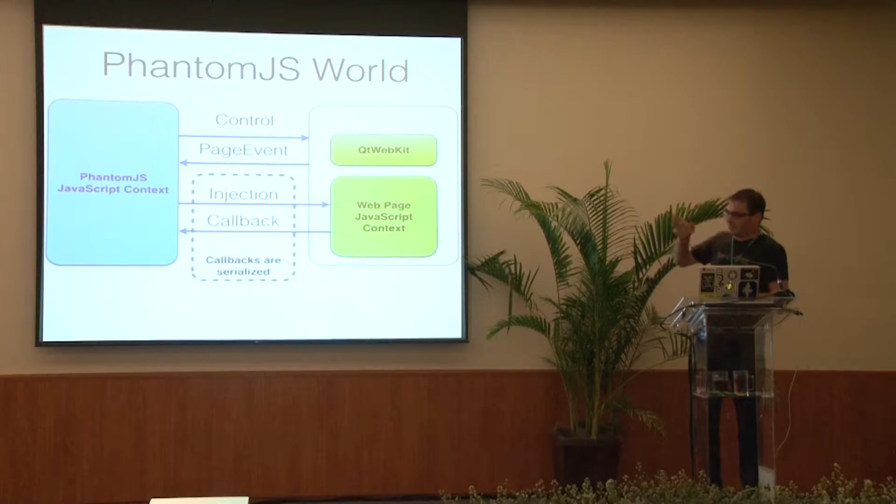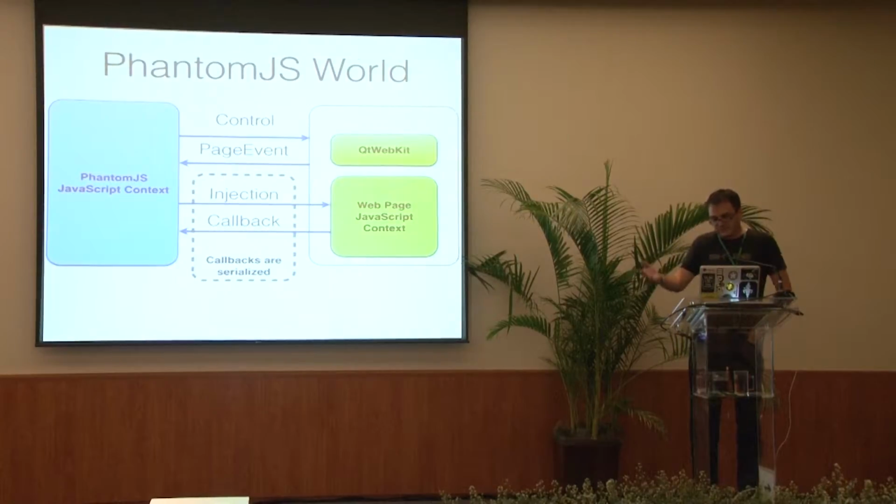Basically, your Phantom.js context injects JavaScript callbacks into WebKit's context, and once some event happens, the functions from your Phantom.js context are executed on the other side, and you get the results back. That's how it works. And all these callbacks are serialized into JSON.